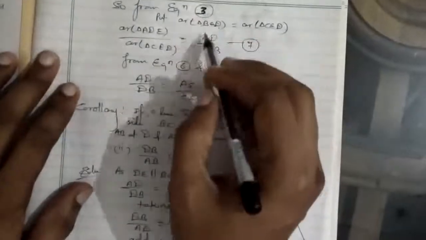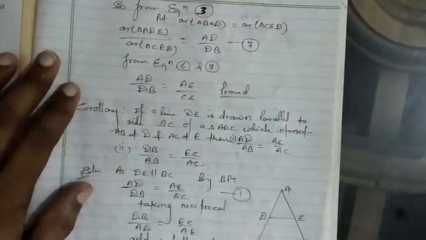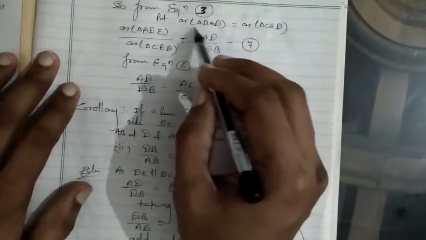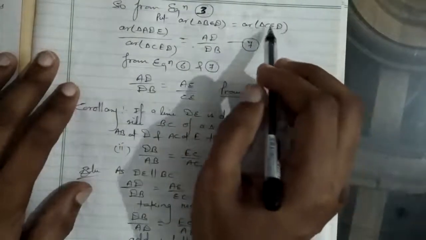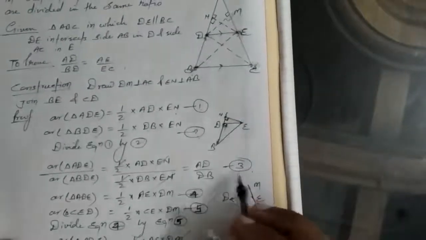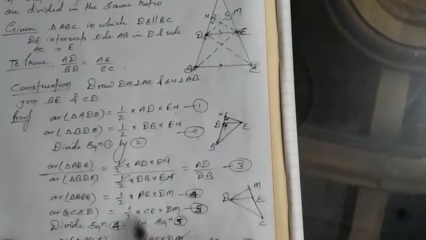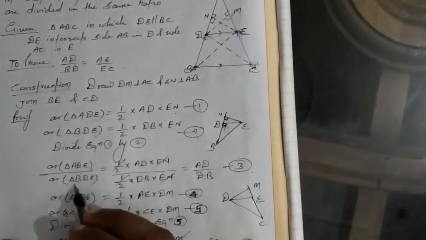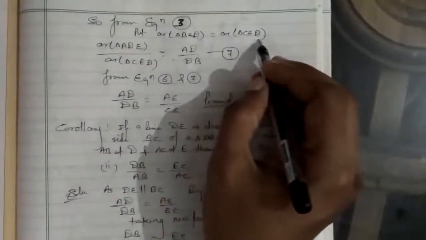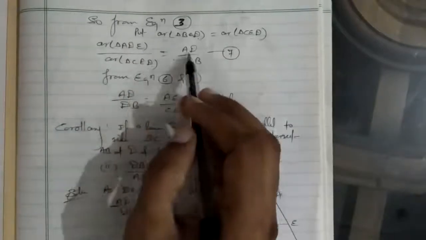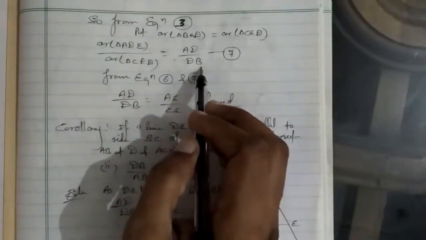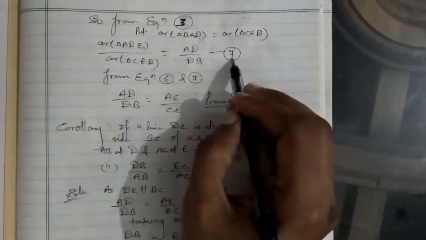So from equation 3, this we have got by the theorem. Put the value of area of triangle BED, that is area of triangle CED, in equation 3. So in this equation, if you put the value of area of triangle CED, we get area of ADE upon area of CED equal to AD upon BD. Now let this equation be 7.